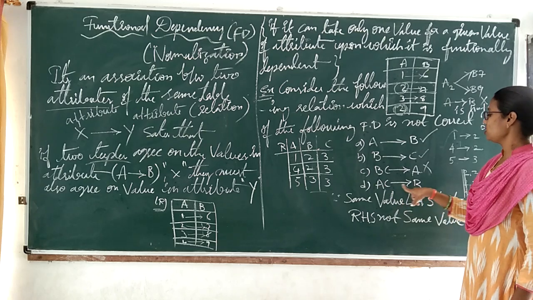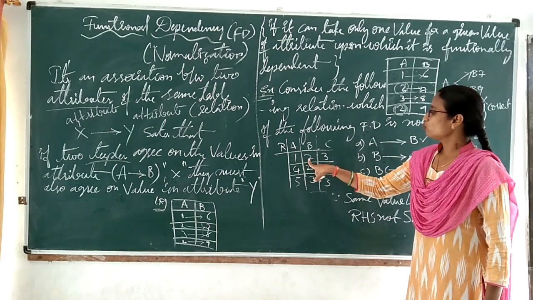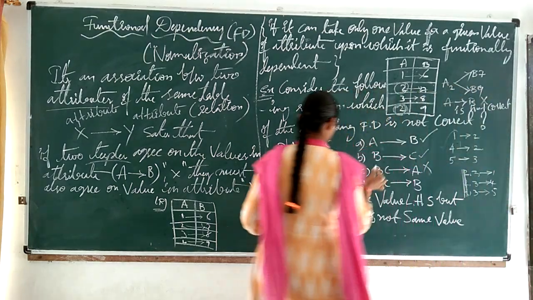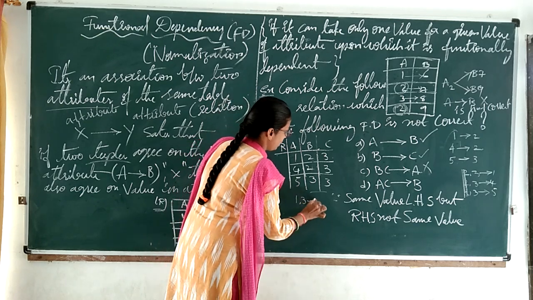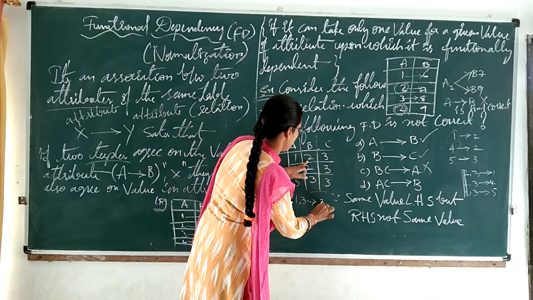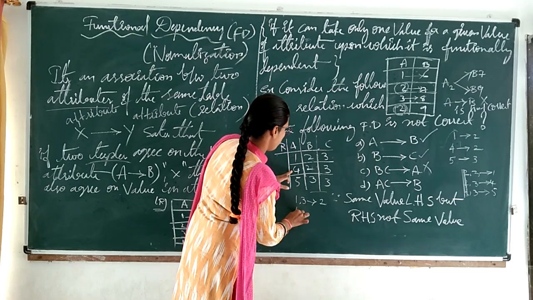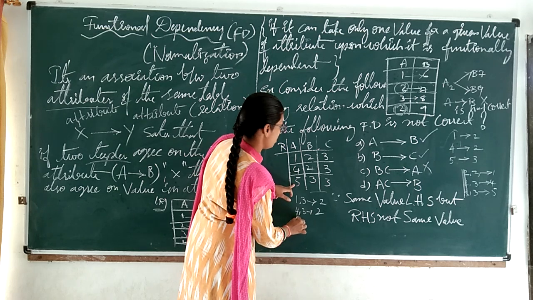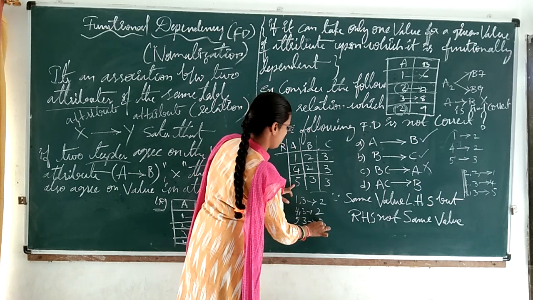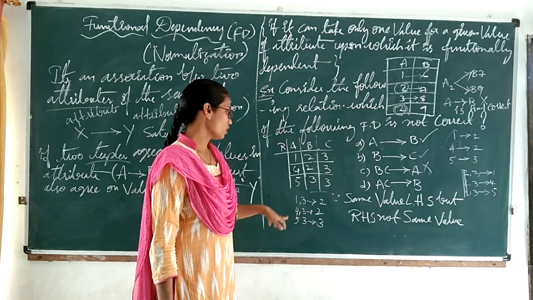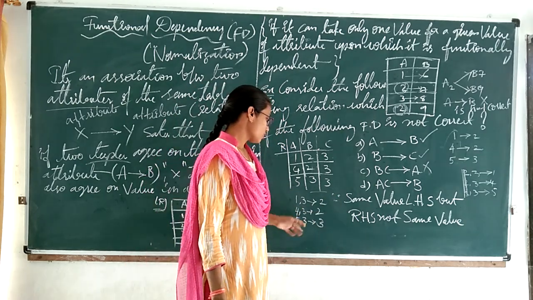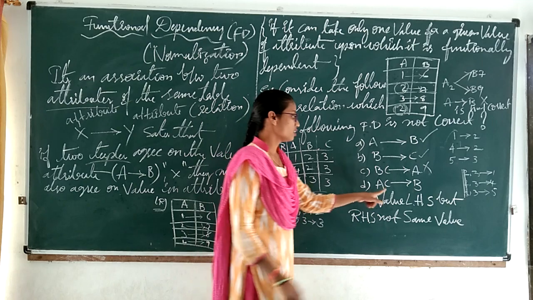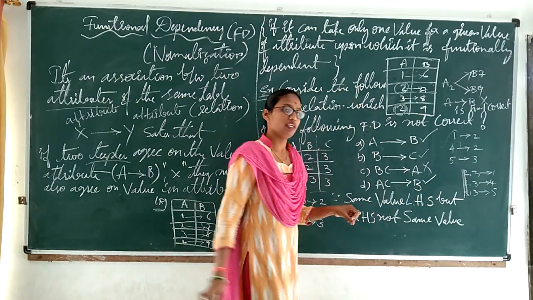The next one is AC determines B. 1,3 determines 2, 4,3 determines 2, and 5,3 determines 3. Here the LHS values are not the same. So AC determines B is a functional dependency.